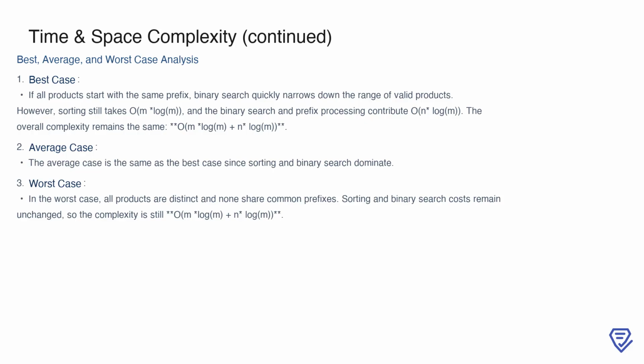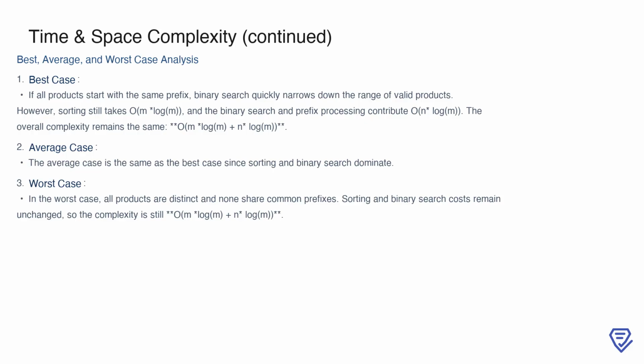Here, binary search quickly identifies the range of matching products. However, since sorting still takes O(M log M), and binary search and prefix processing contribute O(N log M), the overall complexity remains O(M log M + N log M).